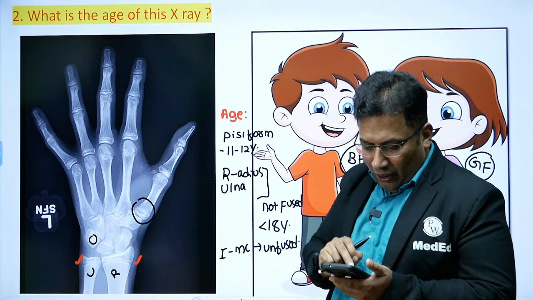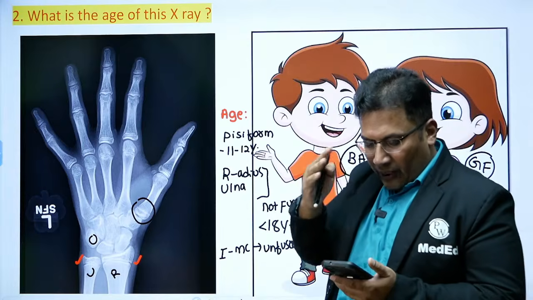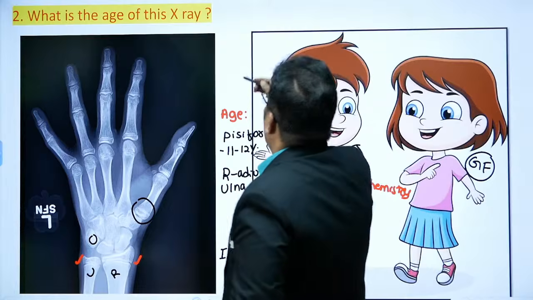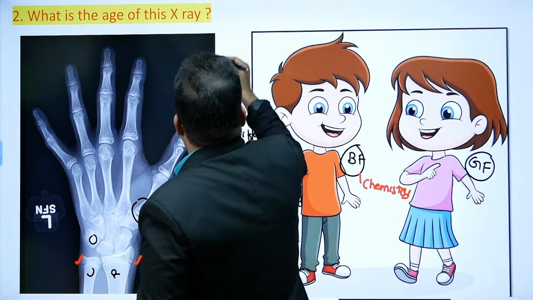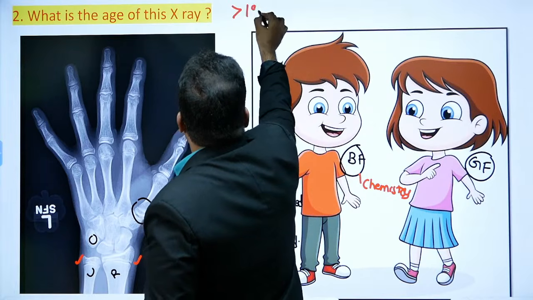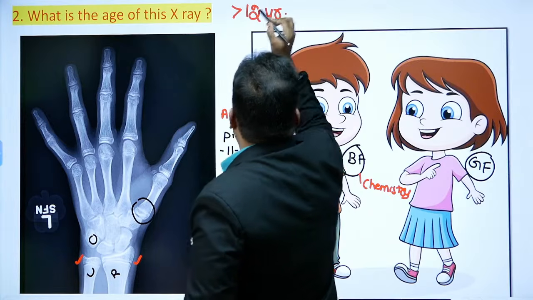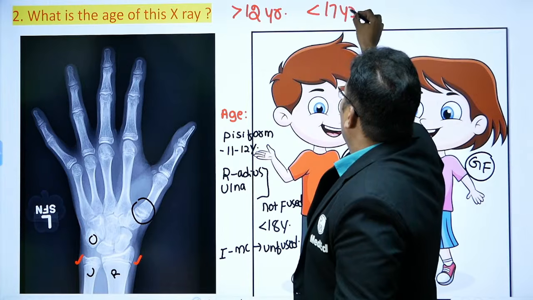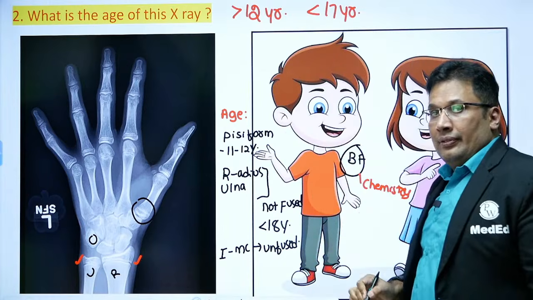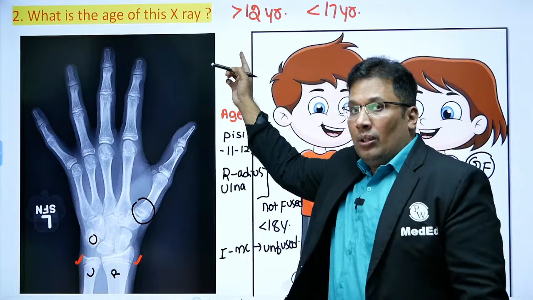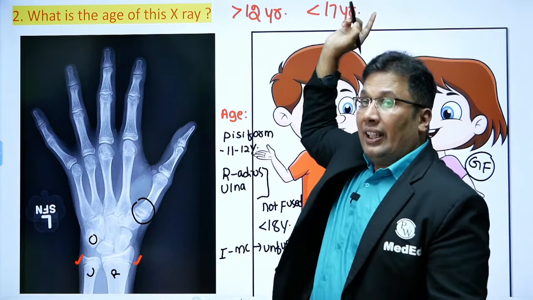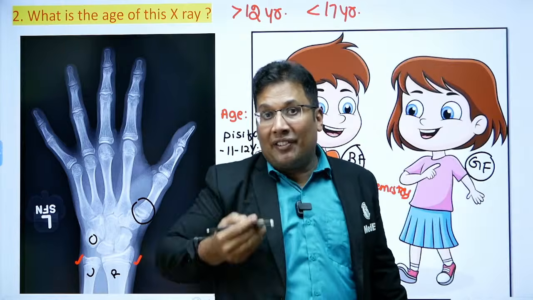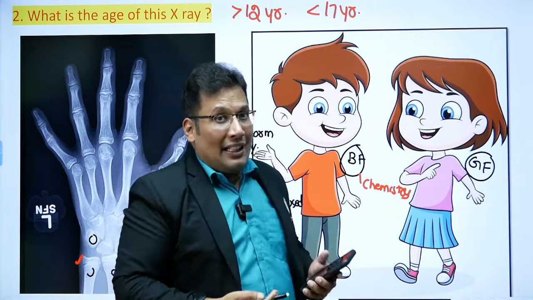Okay. Don't worry, I'll help you. Swastik Sarkar, don't worry, I'll help you with that. So here the age is more than 12 years and less than 17 years. Less than 17 years, this is the answer I wanted. More than 12 years, less than 17 years. So probably of age 16 or 17 years, less than 17 basically.